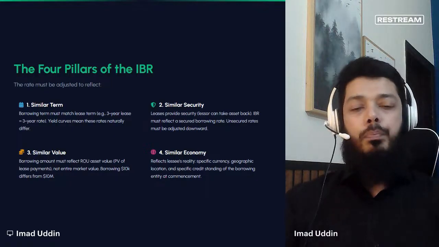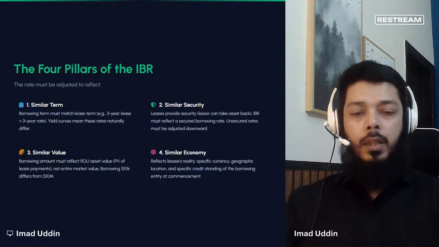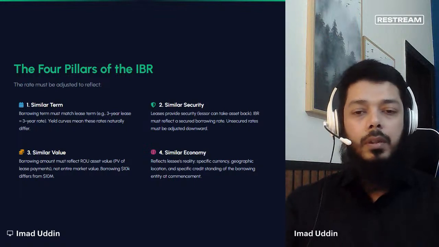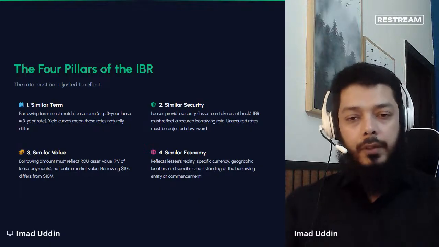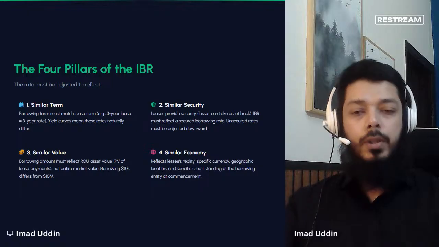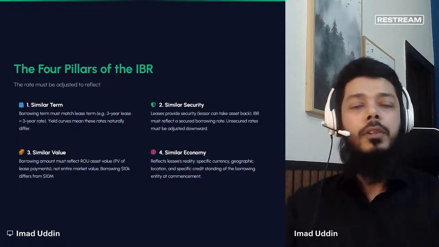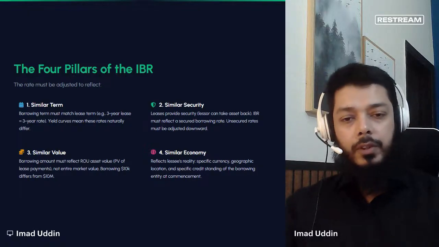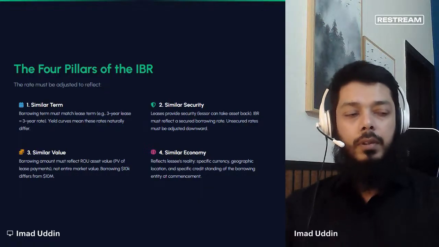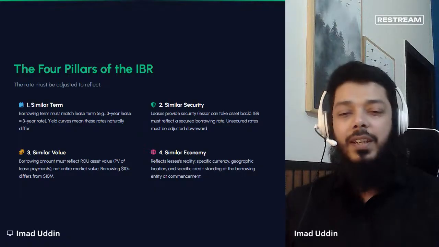So there are four pillars to IBR, and none of them should fall off to make it the reasonable rate for calculation in IFRS 16. First of all, it should be for a similar term. We cannot compare a 10-year borrowing rate with a 3-year lease term, because a 3-year lease term might have a different rate because of the yield curve.